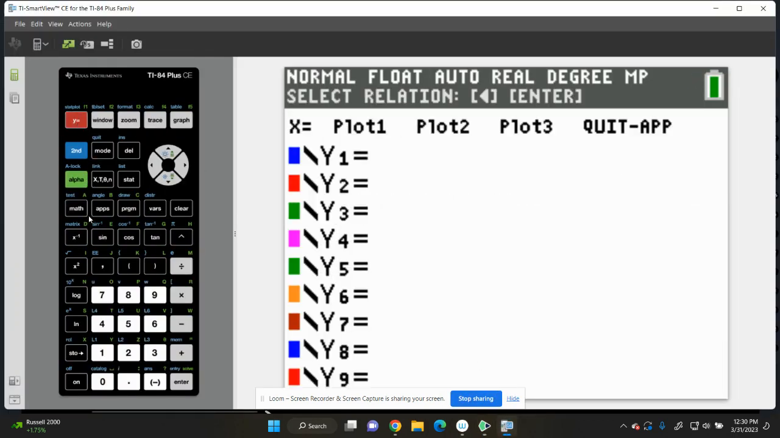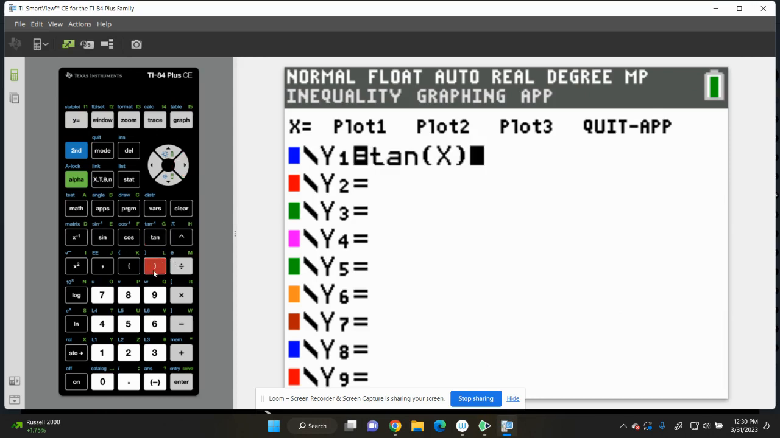Okay, first I'm going to put in tangent x. So go ahead and get your calculators out. Anybody need a calculator?